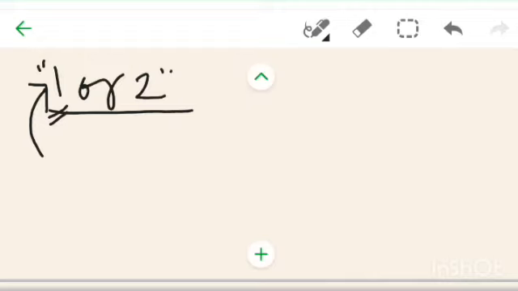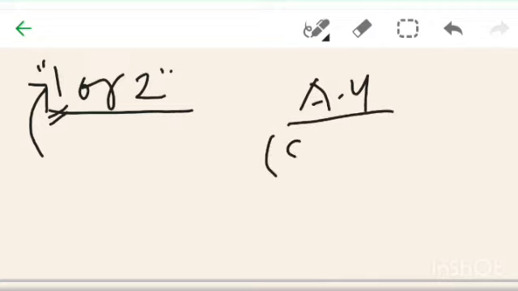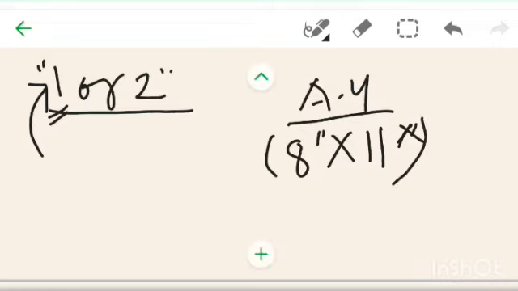Which page will you use? There are so many pages available in the market, but you are supposed to use A4 size pages. What is the size of the A4 sheet? 8 inches into 11 inches. Fine. So this is something about resume, what you will be using and all that.